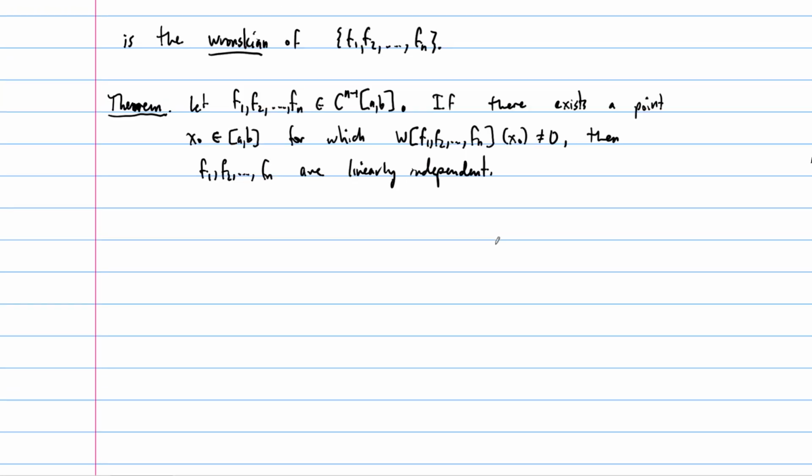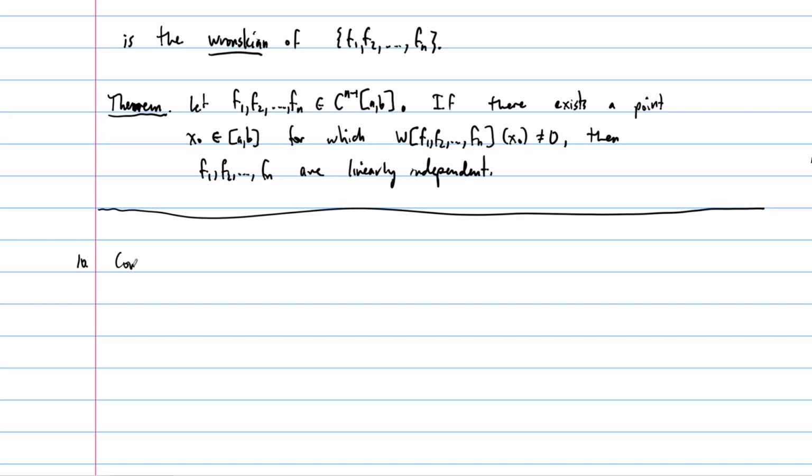All right, so this is a one-way theorem though. So if the Wronskian is non-zero at any point in the interval, then that means that the functions are linearly independent. So let's see how this works with a couple of examples, or one example, I guess. We'll start with this one.